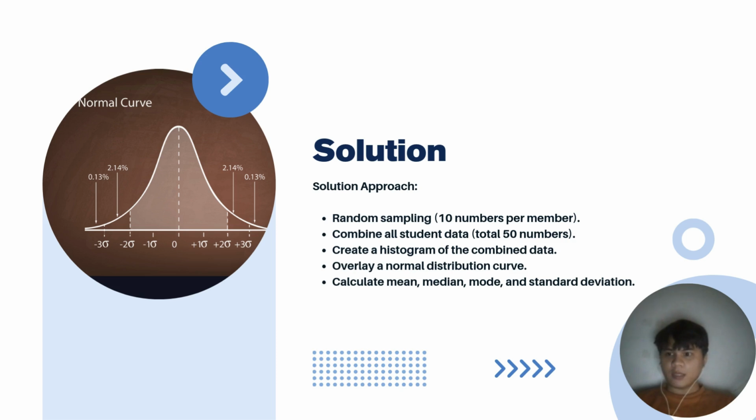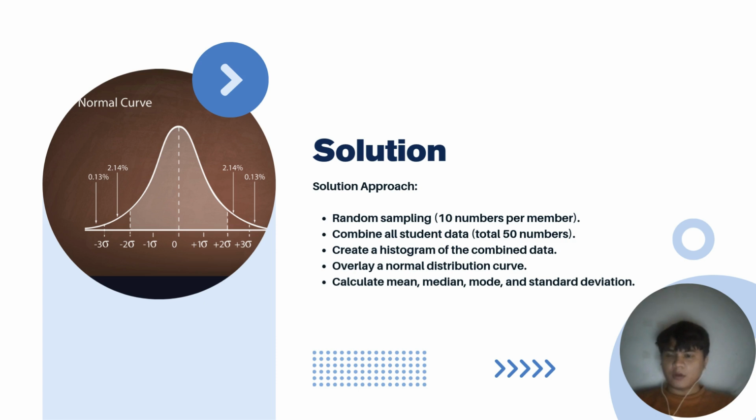After gathering the data, we created a histogram. This allowed us to visualize how frequently the values occurred within specific intervals. For our histogram, we have bins of 20. We then overlaid a normal distribution curve on top of the histogram. This comparison helped us see whether the randomly drawn numbers started to form the characteristic bell shape of a normal distribution. And to analyze the shape and center of the data, we calculated several statistical measures.